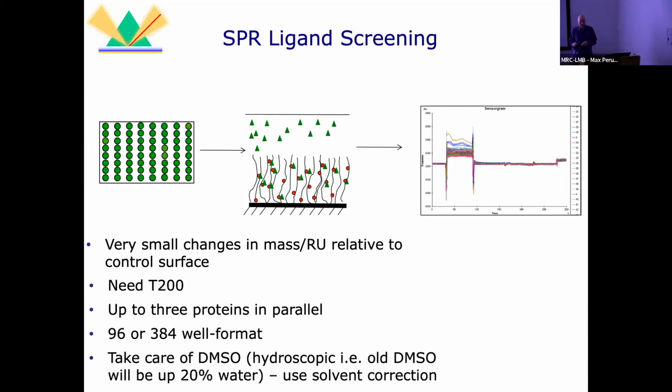DMSO is very, very hygroscopic. So if these have been sitting around for a long time, the actual DMSO isn't 100% DMSO anymore. It could be up to 20% water. So you need to correct for that.